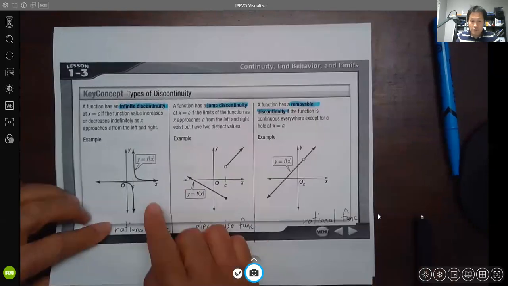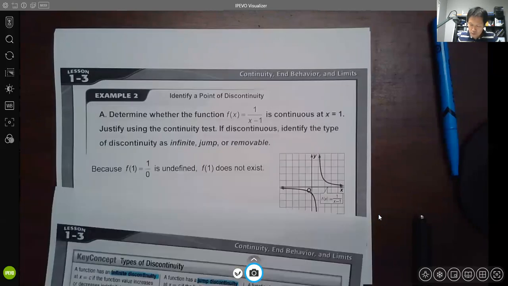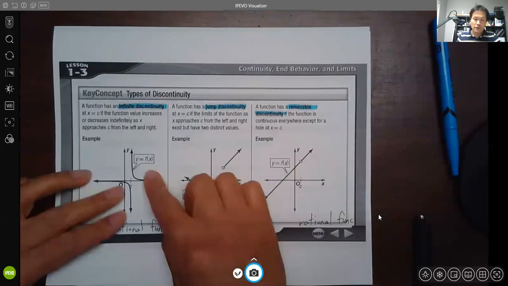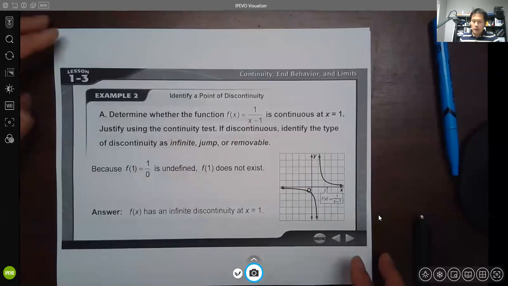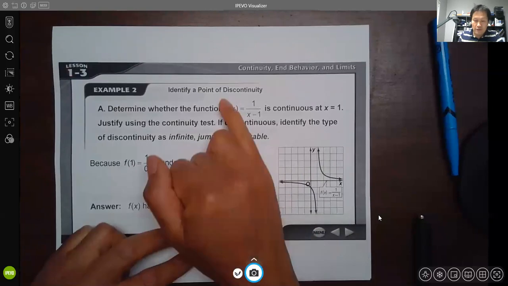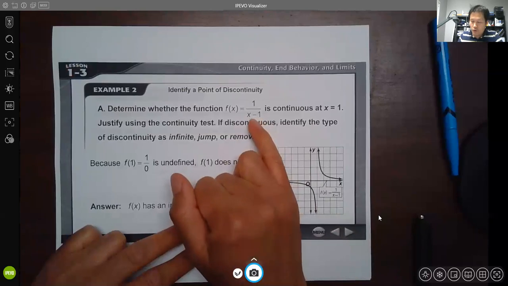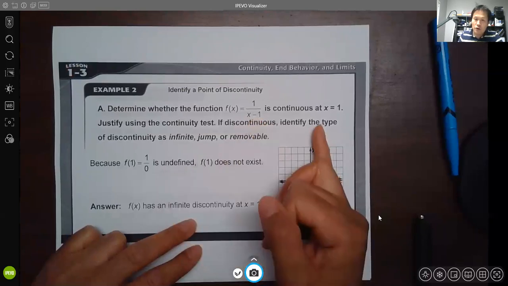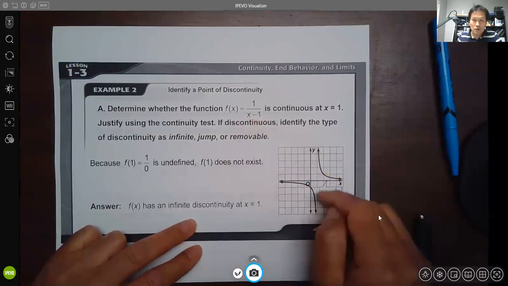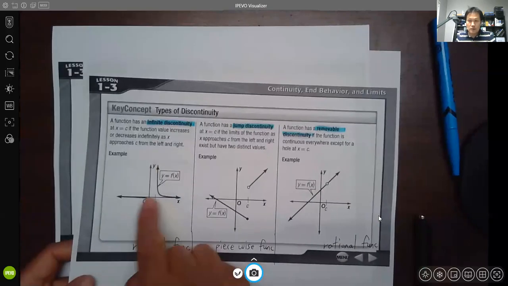This was infinite discontinuity, and this was jump, and this was removable. This was removable. This was infinite discontinuity. So the easiest way for you to tell will be graphing this first. If you graph it and let the denominator equal 0, which is x equal to 1, you know from the start that at x equal to 1 it should be discontinuous. If you have the graph available, you know it's the infinite discontinuity. It's like this.